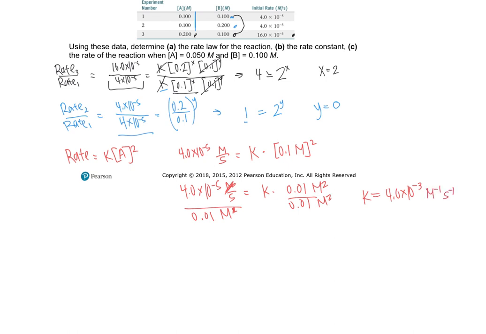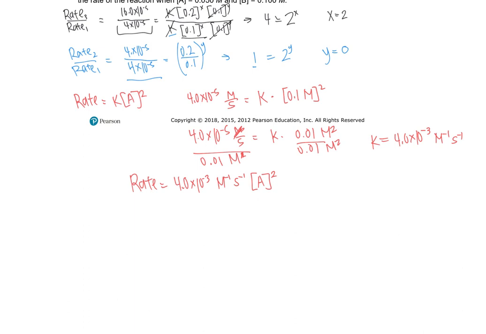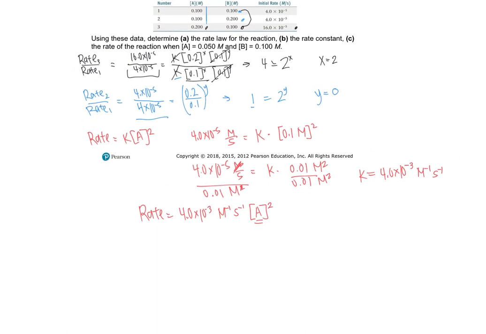and so I have inverse molar inverse seconds. So when I write my full rate law, I'm going to write rate equals my rate constant. I'm going to put the actual value, 4.0 times 10 to the negative 3 inverse molar inverse seconds times A squared. So this is actually really cool because now I can predict what my rate is going to be with any concentration of my reactants. So in the problem, it wants to know what's the rate when the concentration of A equals 0.05 molar and B equals 0.1 molar. Now we know B doesn't have any impact because it's not in the rate law.